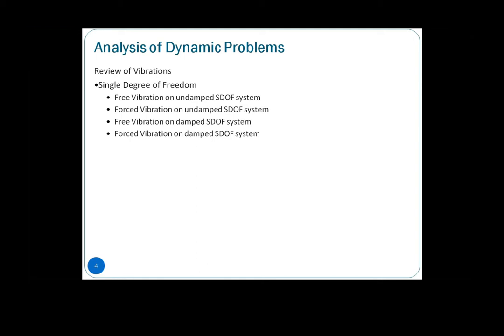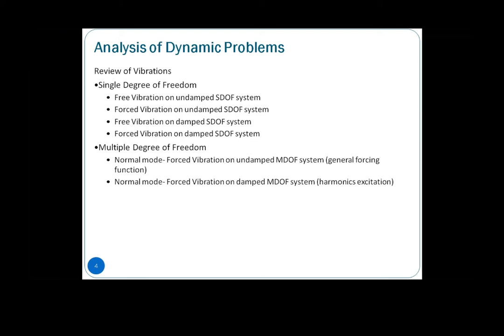Here we cover the single degree of freedom, that is, how that particular system deforms. We are talking about the deformations under free vibration and forced vibration, with damping and without damping, so undamped and damped systems. From single degree of freedom, we move to multiple degrees of freedom, or two degrees of freedom. We also determine the response under free vibration and under forced vibration. Under forced vibration, we have two types of force: one is a general force and one is a harmonic excitation.